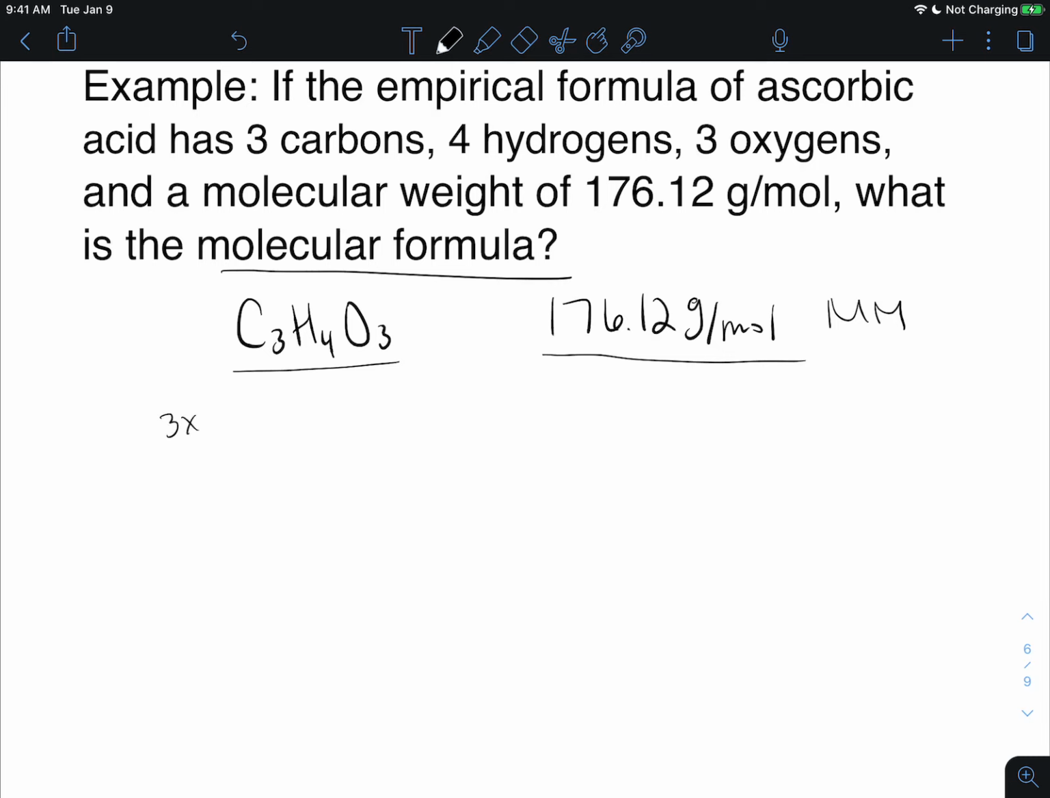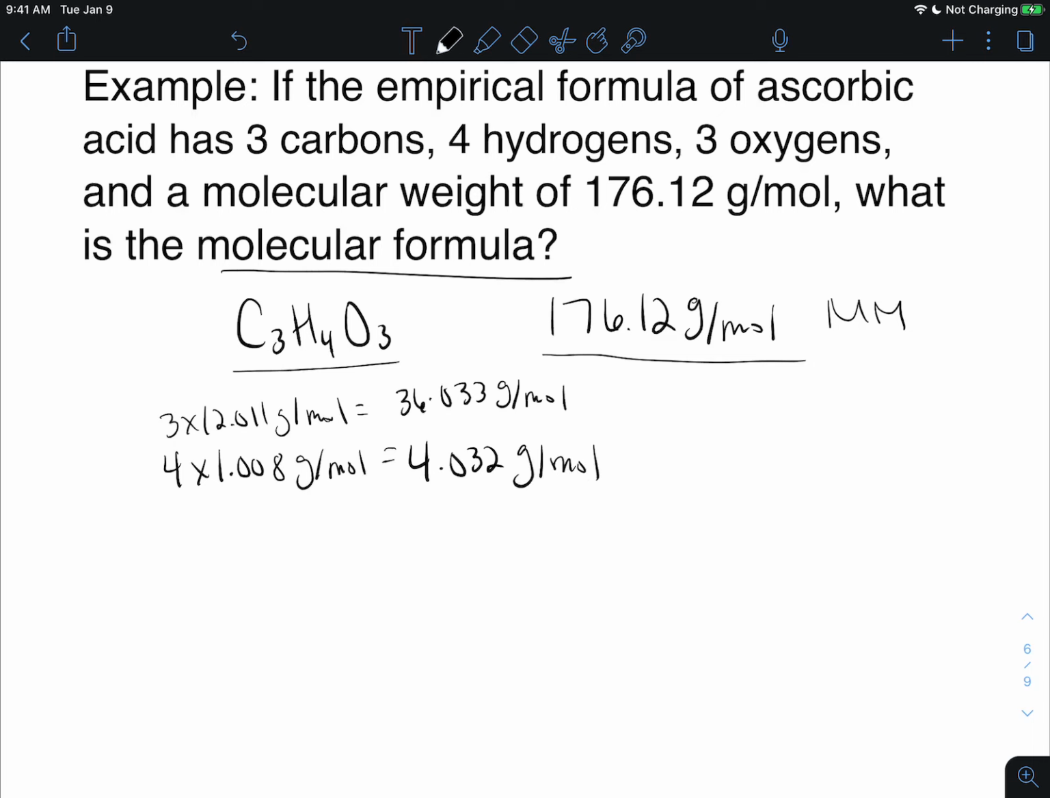So we take 3 times 12.011 grams per mole, giving us 36.033 grams per mole. Then we have our hydrogen. There's 4 hydrogens. Multiply it by 1.008 grams per mole, giving us 4.032 grams per mole. And then our 3 times 15.999 grams per mole.